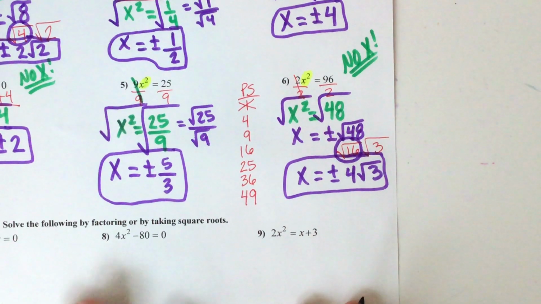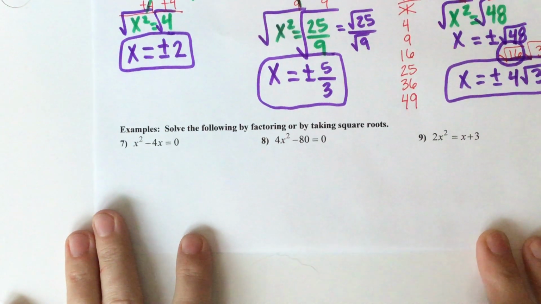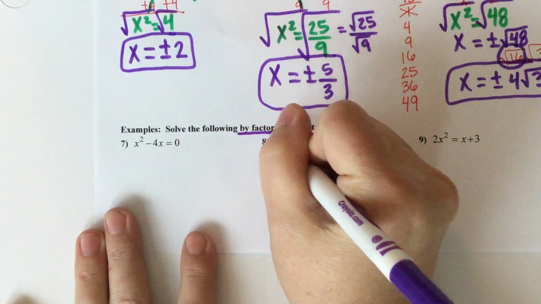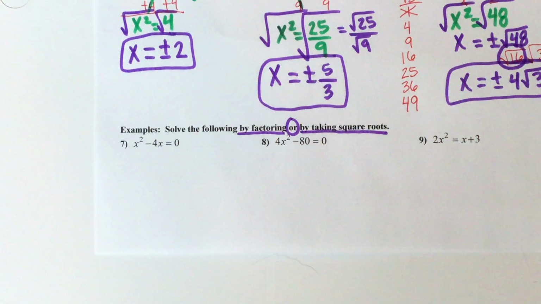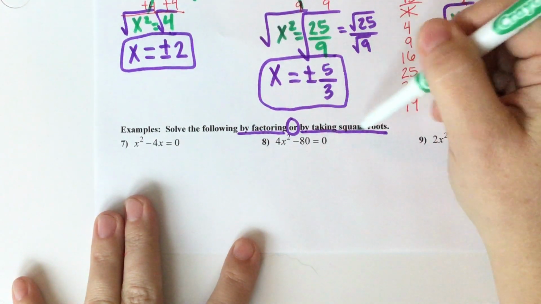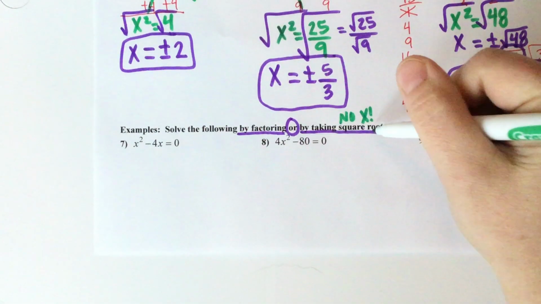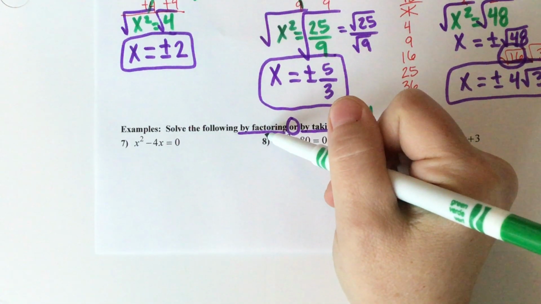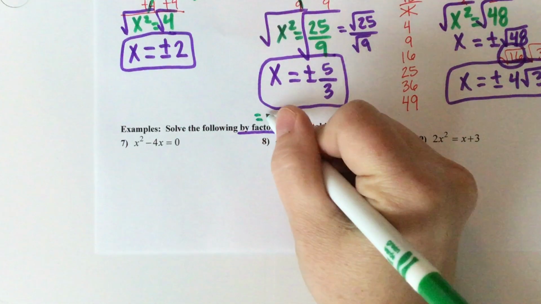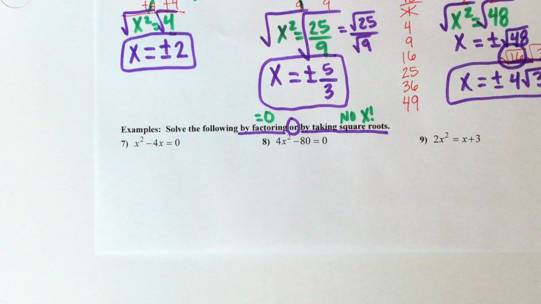Okay, so the bottom part here mixes up this lesson and the lesson where we solve by factoring. The directions say, solve the following by factoring or by taking square roots. So let's talk for a second. The only way I can use the square root method is if there's no x. So if there's no x, I can go ahead and do the square root method. But if there is an x, I'm going to have to factor. Now remember, if you factor, they need to say equals 0 before you begin. If you use the square root method, they don't have to say equals 0.